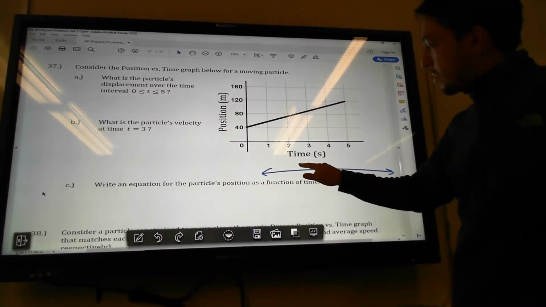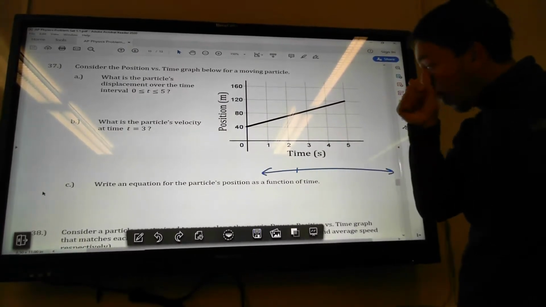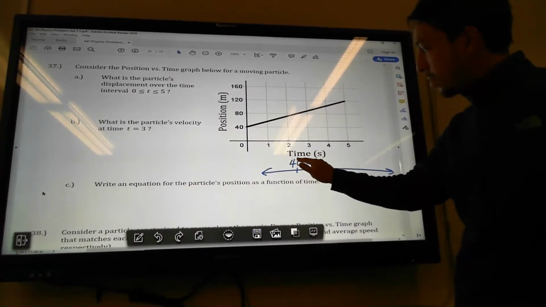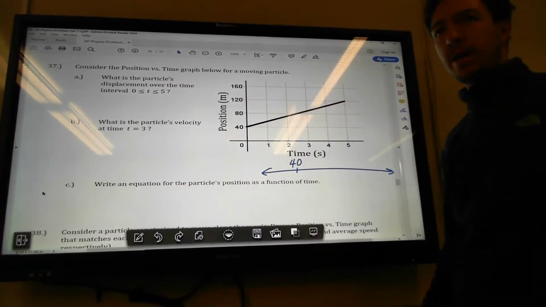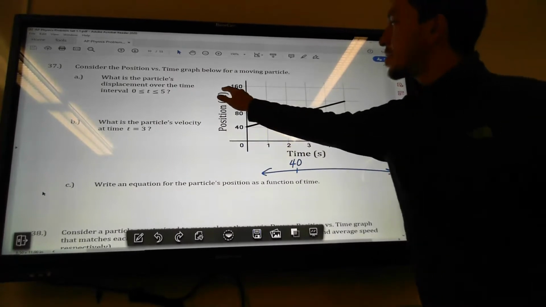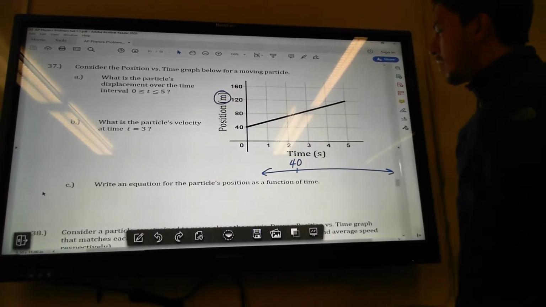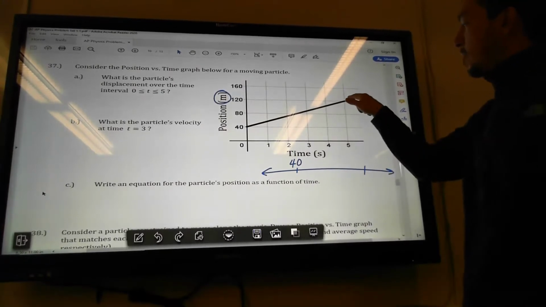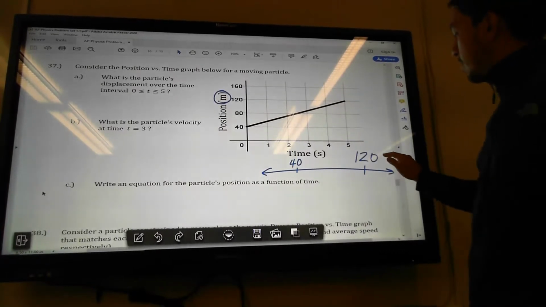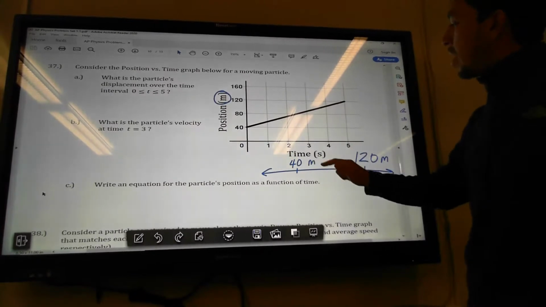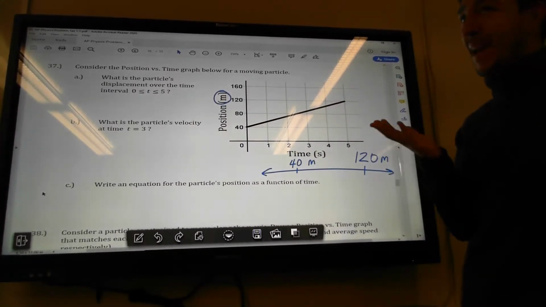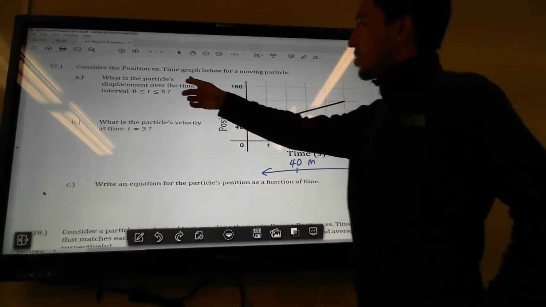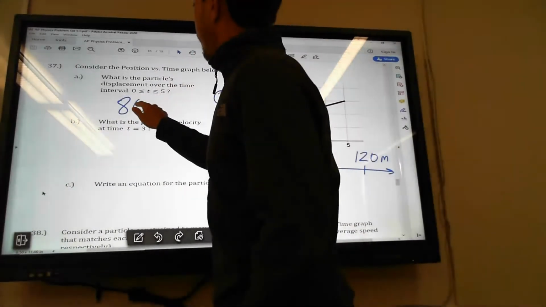And at time 0, where is he? Position 40, almost like mile markers on the highway, right? He's at position 40 meters. M stands for meters. Where is he 5 seconds later? He's at position 120 meters. So how far did he go? 80. So what was the particle's displacement? 80 meters.